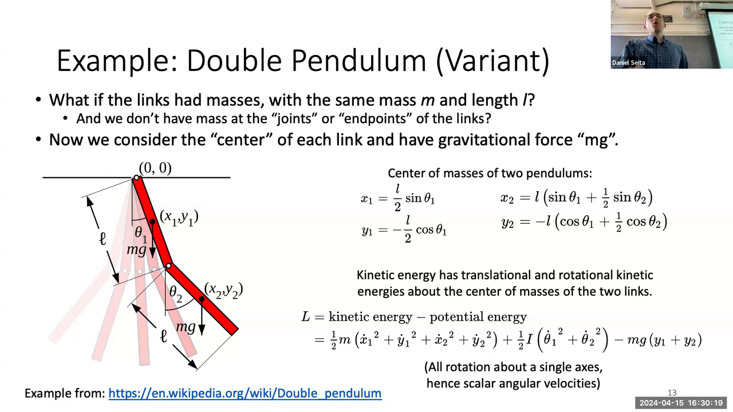For this example, we're only going to worry about the Lagrangian computation, because once you get the Lagrangian, computing the derivatives becomes very mechanical. But some of the thinking happens in how you actually write out this formula. I took this example from here, but you can find many other variants of the double pendulum system.